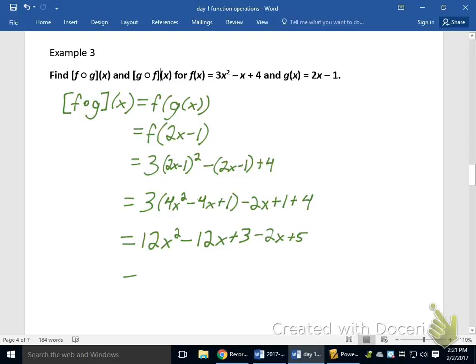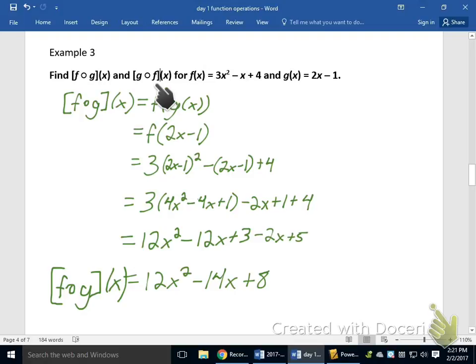And combining my like terms now, I get a final answer for f circle g of x of 12x squared minus 12x minus 2x makes minus 14x plus 8, 3 plus 5. That is my answer for the composition of f and g of x. Inconveniently enough, I will get a different answer for this problem. The problem I just answered was this part. This would actually be a different answer. I'll show that now.